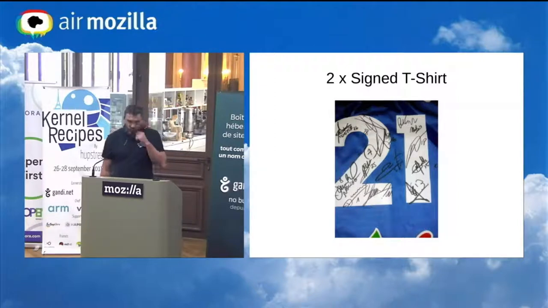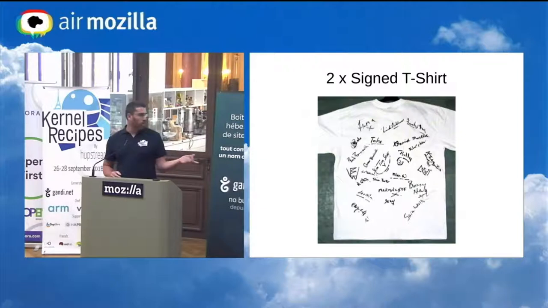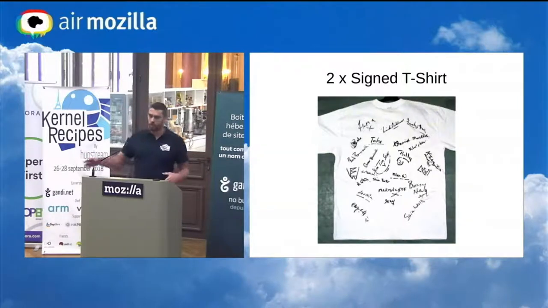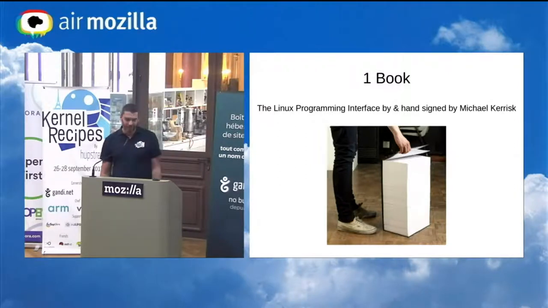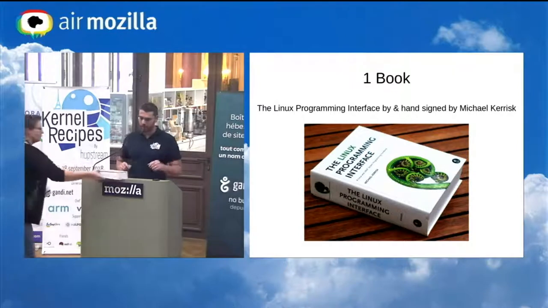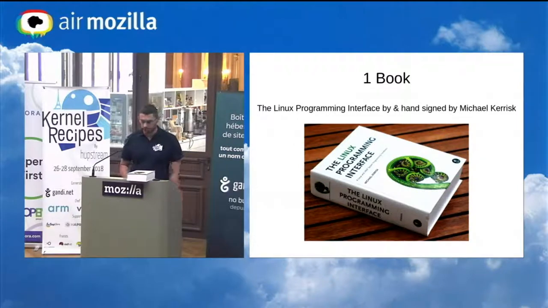We will have two signed t-shirts. Even if the French have won the World Cup, football is not really my game. And in fact, my heroes are more likely in this room. So we will ask, just after this short introduction, all the speakers present in this room to sign this t-shirt to give value to these blank t-shirts. We will have also one book. Michael wrote a very nice book about the Linux programming interface, and he will sign it for you, so that will make a great value. So this very nice book will be on the auction too, and thank you, Michael, for offering this book for the assembly.